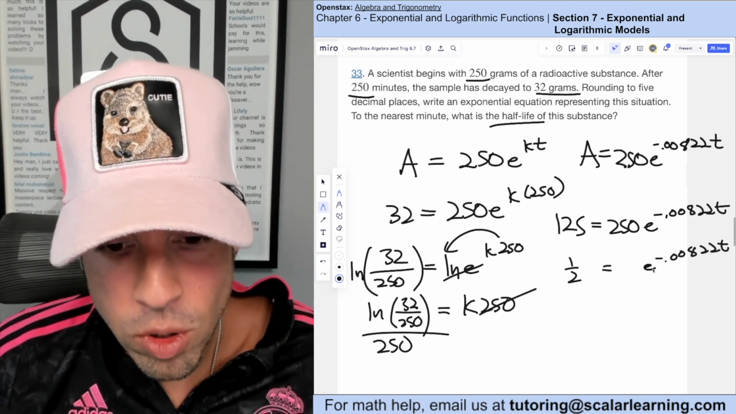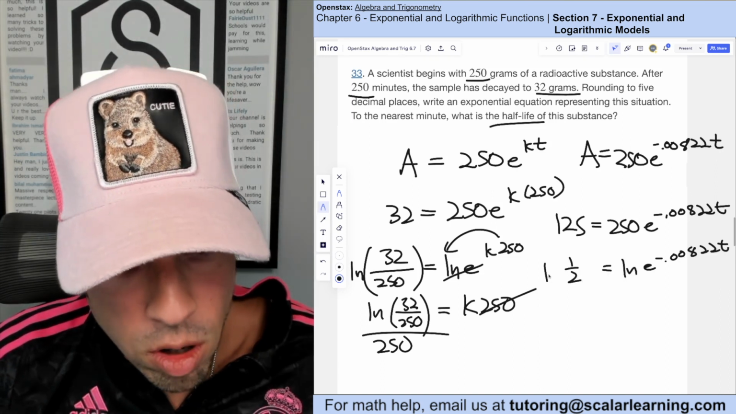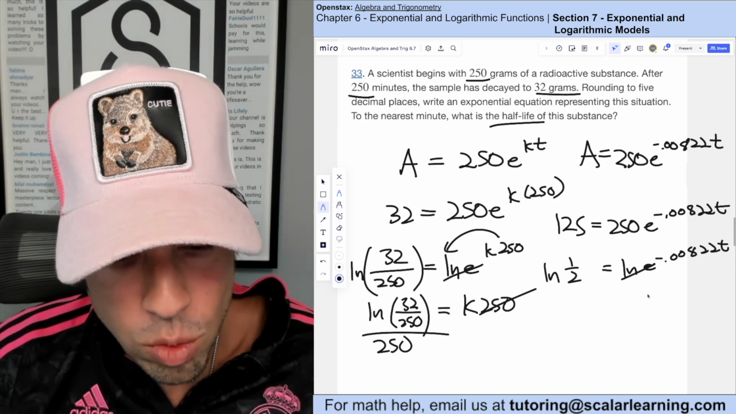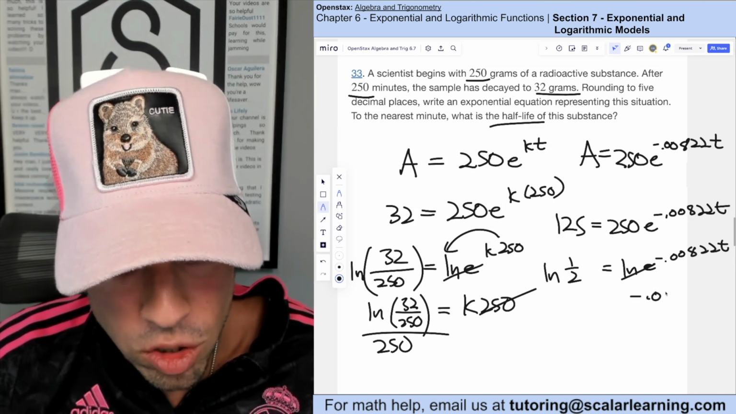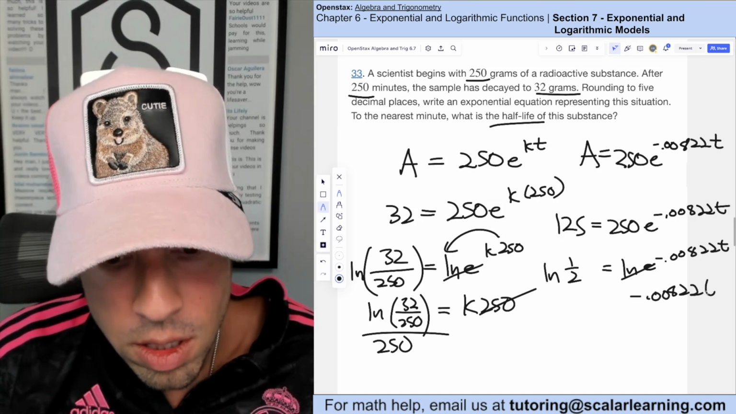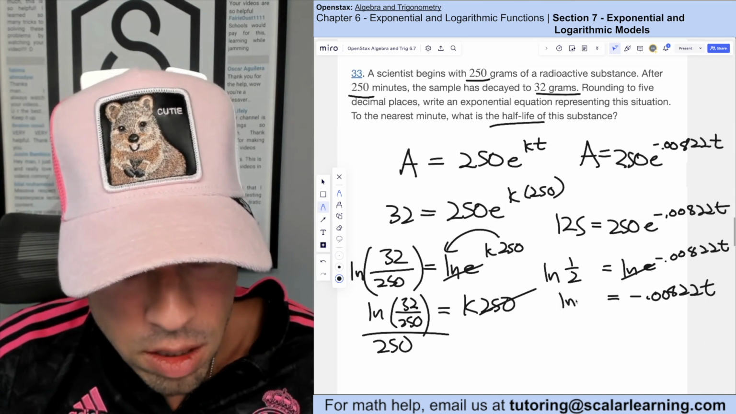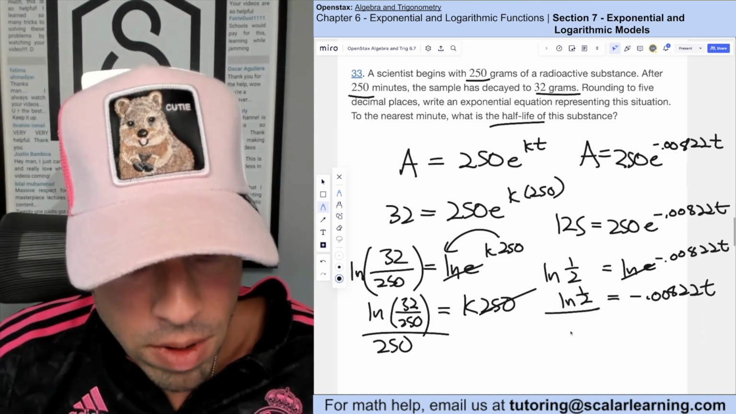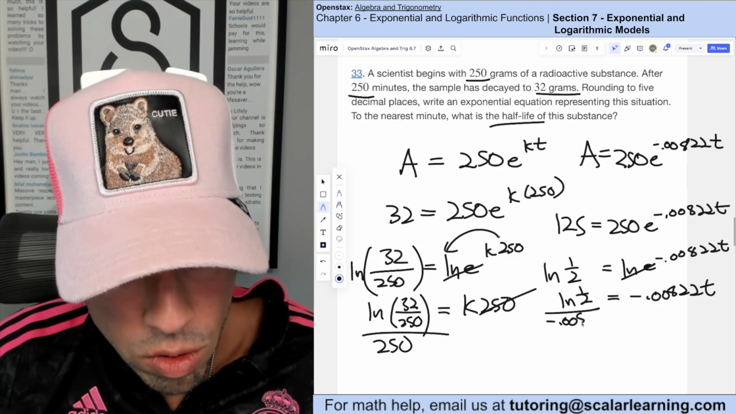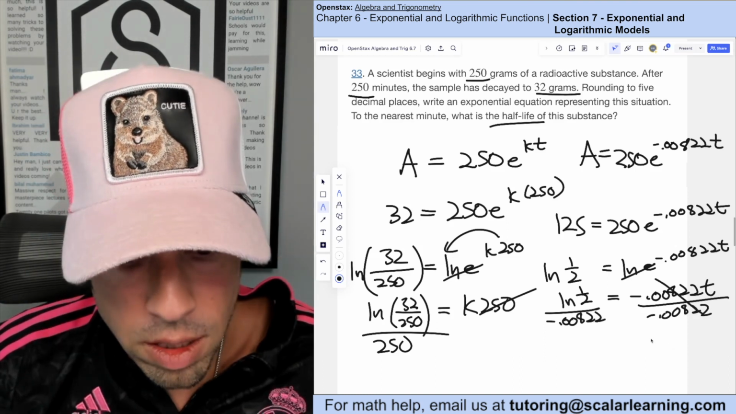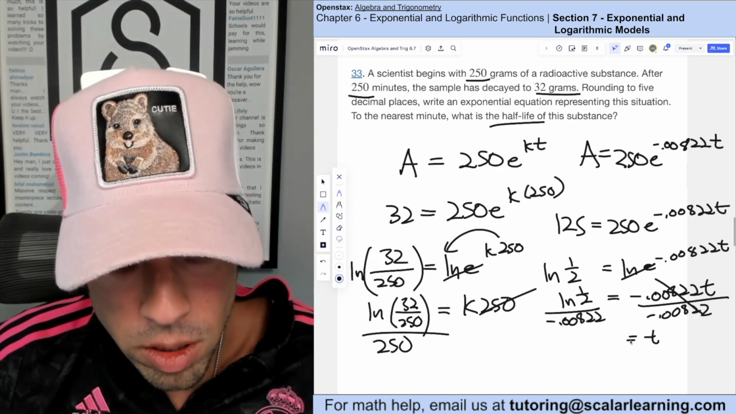Then to bring the exponent down from here, we're going to take the natural log of both sides. So again, that's going to cancel out to 1, and we're going to just have negative 0.00822 t equals ln of 1/2. Last step, we're going to divide both sides by negative 0.00822. This will cancel out, and then we'll get our final answer for the approximate half-life.